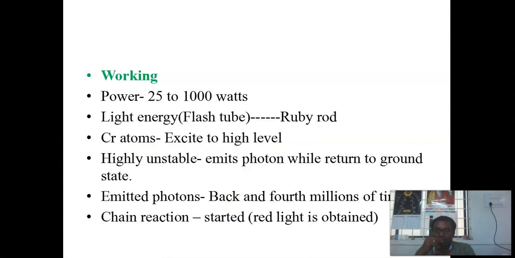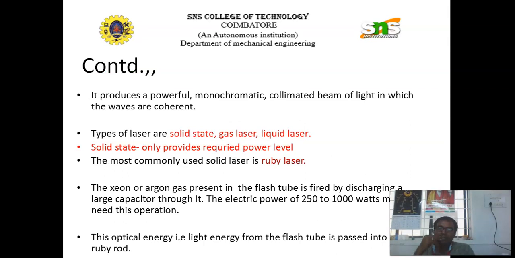The working of the laser beam machining process. Power of about 22,000 volts is made to pass through the flash tube. Light energy falls on the ruby rod. The chromium atoms are excited to the higher level. It is highly unstable. It emits a photon while returning to the ground state. Emitted photons travel back and forth millions of times. A chain reaction takes place. It leads to the emission of red light. It produces a powerful monochromatic, collimated beam of light in which the waves are coherent.